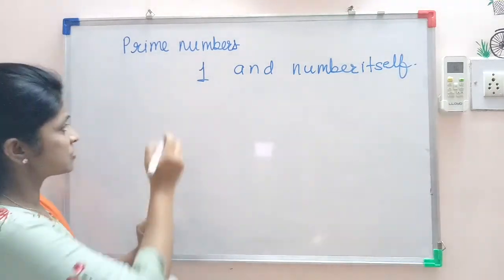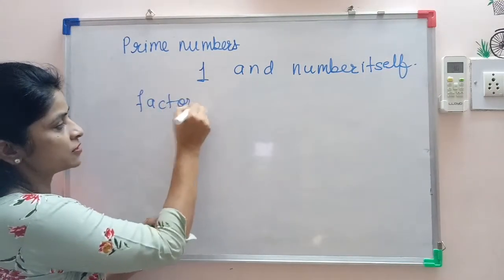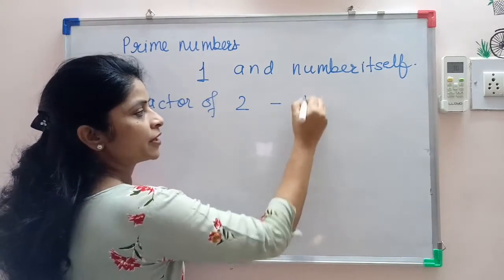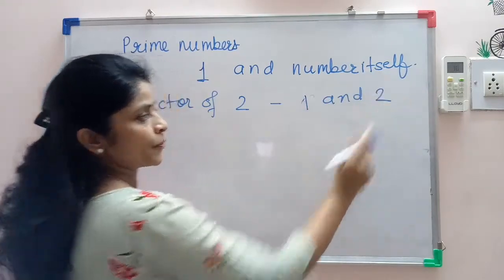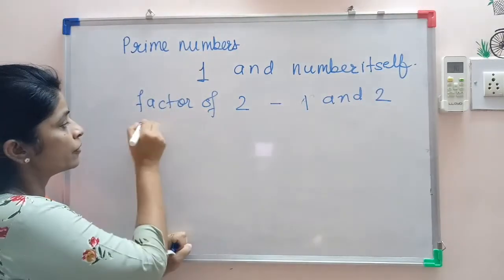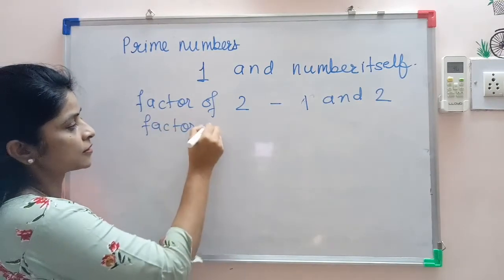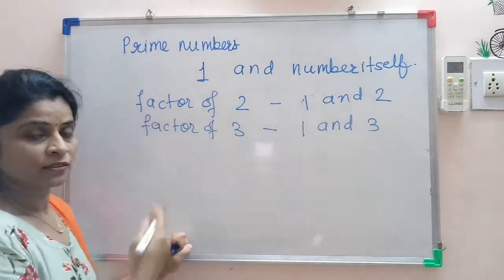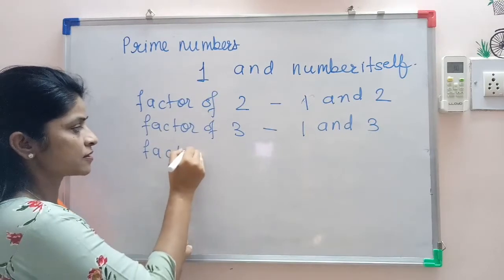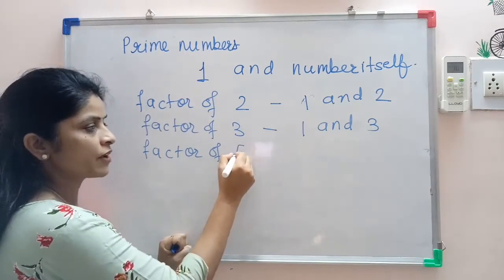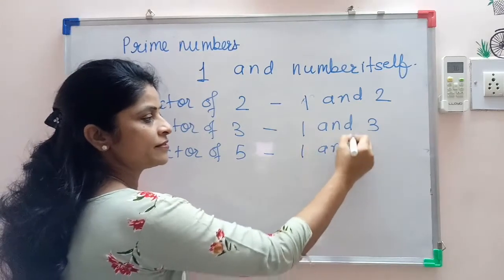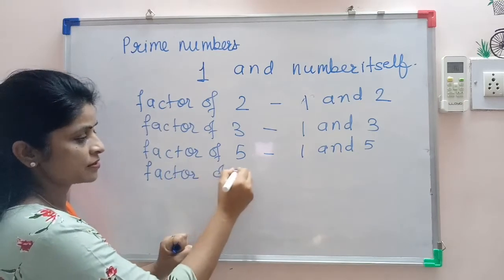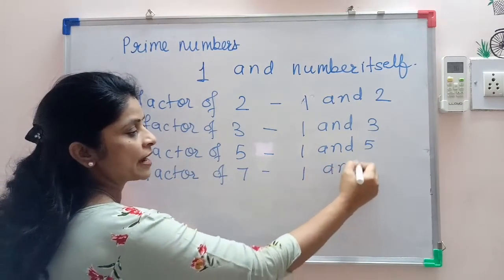Now let us see some examples. Factors of 2 are 1 and 2. Now factors of 3 are 1 and 3. Now we can see factors of 5 are 1 and 5. Like that, we can see the factors of 7 are 1 and 7.